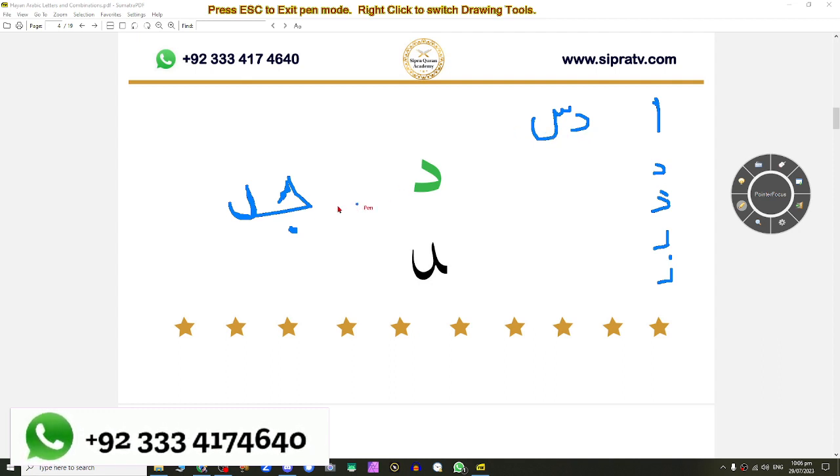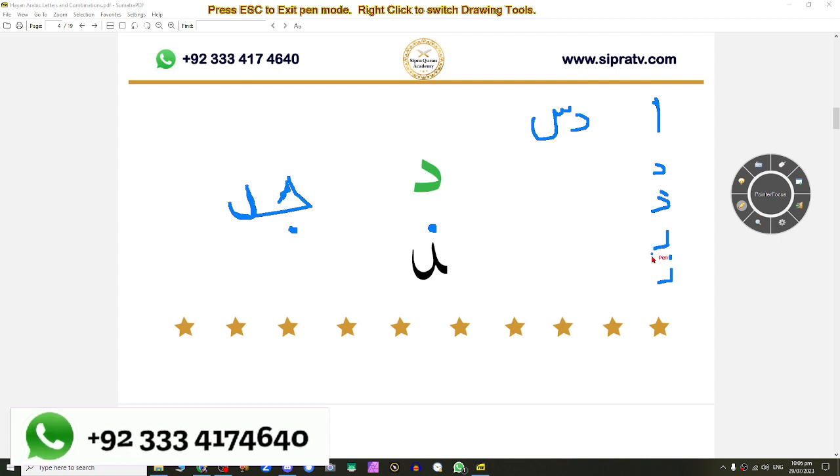Dal. And this will be Jim Dal. Say Jim Dal. Jim Dal. That's it. Same is the case with Zal. There will be a dot here at the top, like this will be the shape of Zal when it is connected with a letter behind it, when it comes inside a word.